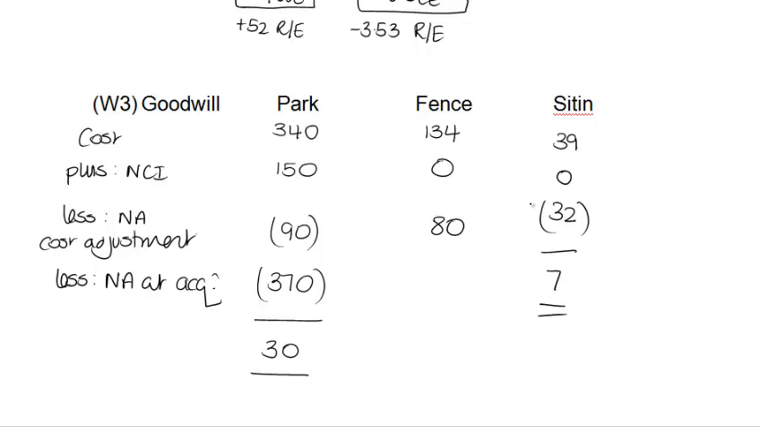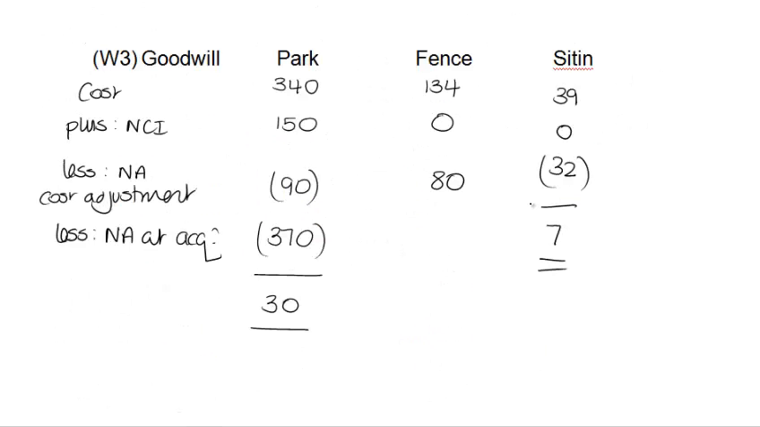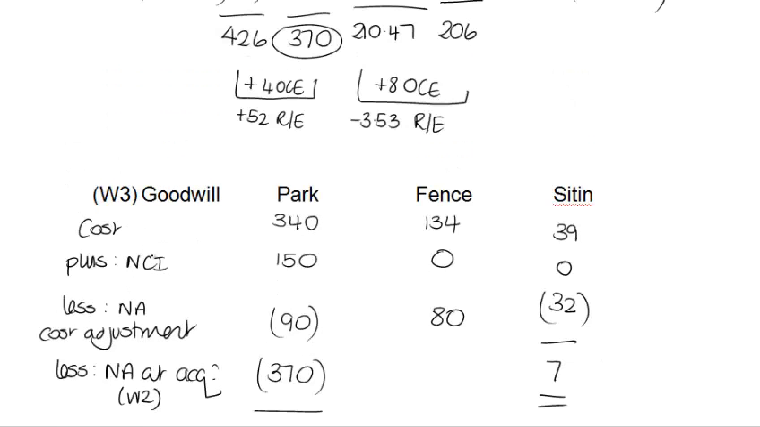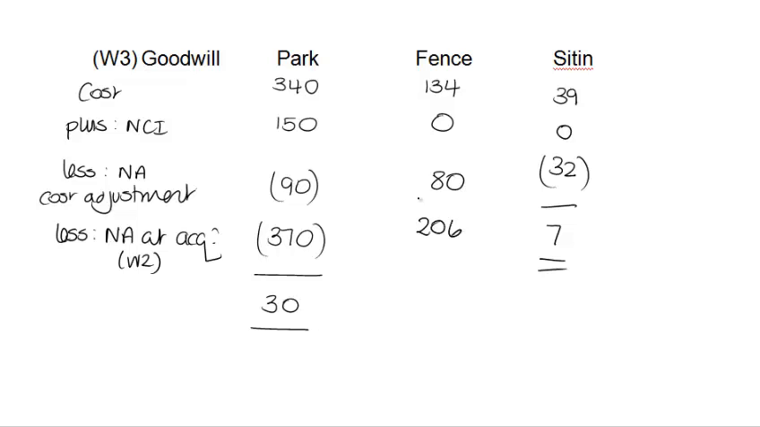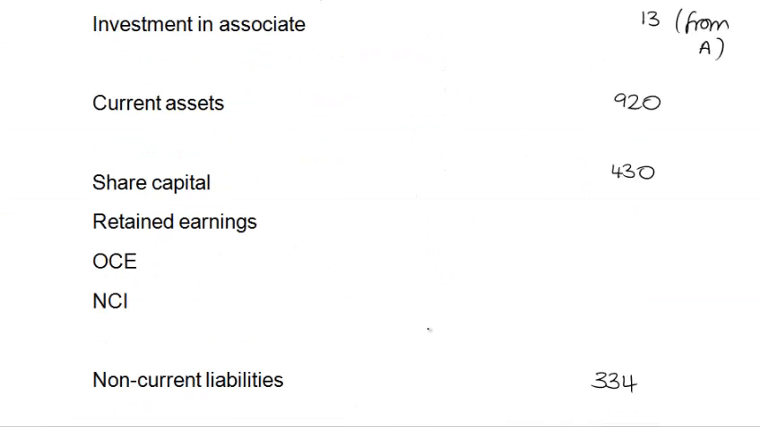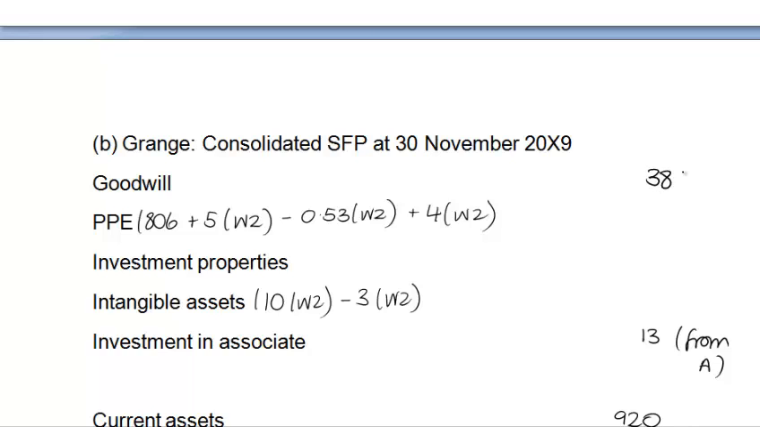We can work out the goodwill for Fence because we've got the net assets at acquisition from working 2, and those net assets were 206. Therefore, the goodwill figure is 8. So the goodwill figure that we're going to take to our SFP is just the goodwill for the subsidiaries, because remember, the goodwill of Sit-in disappears when it is converted into an associate.